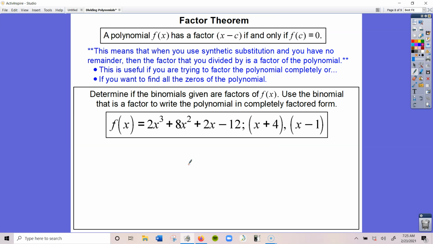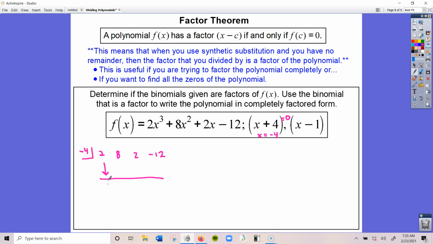So let's test that out. Here, if we have x plus 4 and we make it equal to 0, we would have to subtract the 4, so x would equal negative 4. So that's the number I'm going to put in my box. We put our coefficients. We're not missing any terms, so we would just write 2, 8, 2, and negative 12.